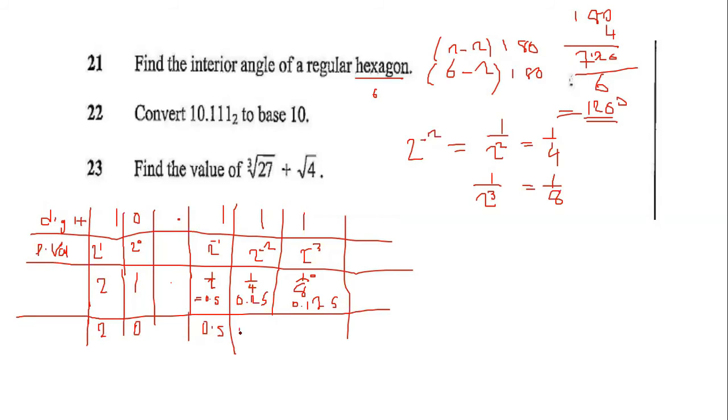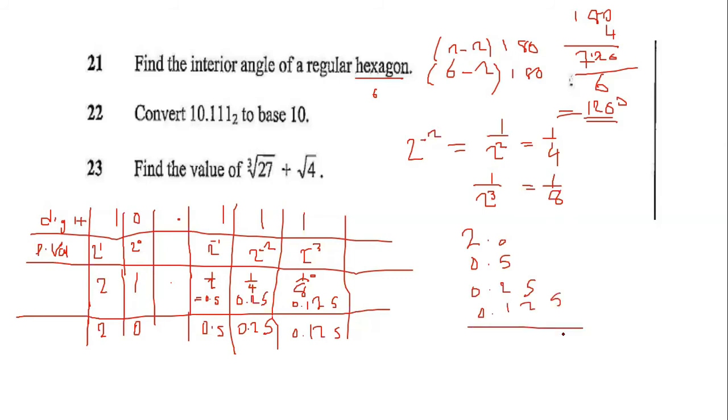0.25. So this one will still be 0.25. Then this one multiplied by that one will still be 0.125. When you are done, now you add everything together. So you're going to add 2 plus 0 plus 0.5 plus 0.25. So what I'm saying is this 2.0 plus 0.5, then plus 0.25, then plus 0.125. So you add everything together.